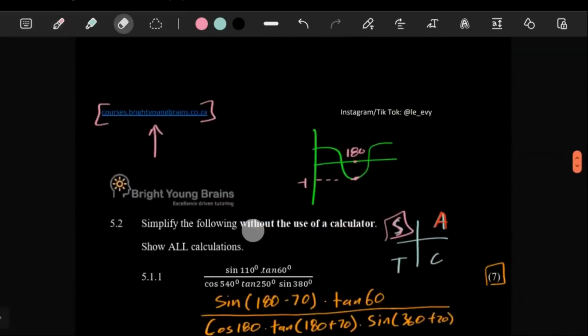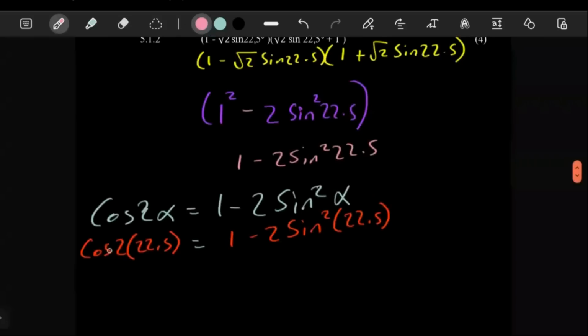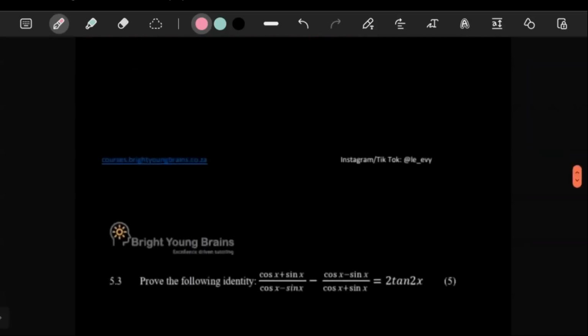simplify the following without using a calculator, show all calculations. Well, it looks like what we're working with is going to go as far as cos 45, and cos 45 is equal to 1 over square root of 2. That's the way. We like it. So that is that. Let's move on.